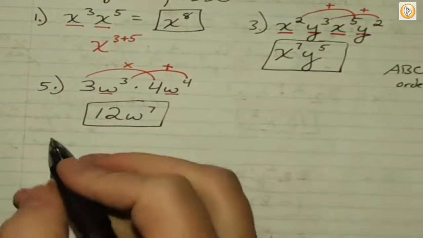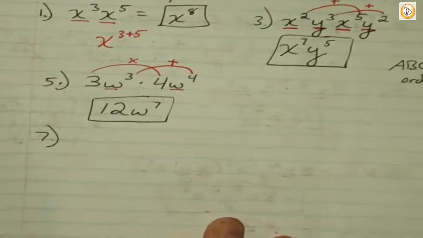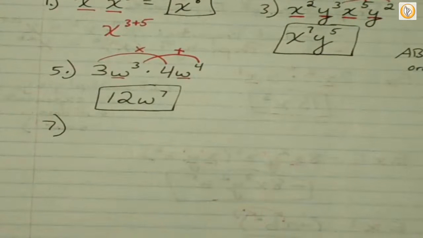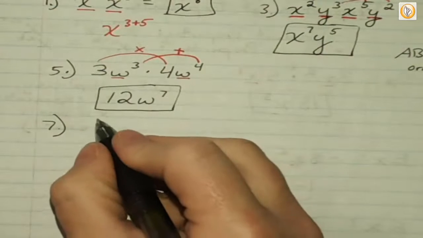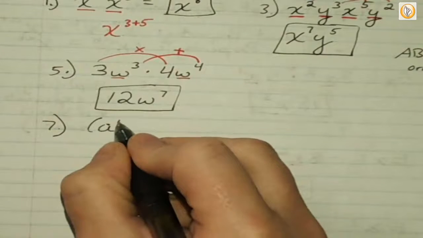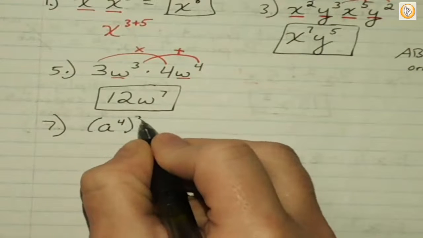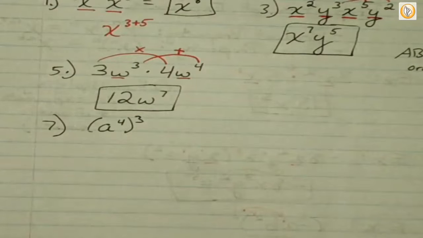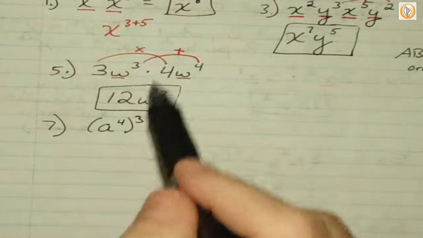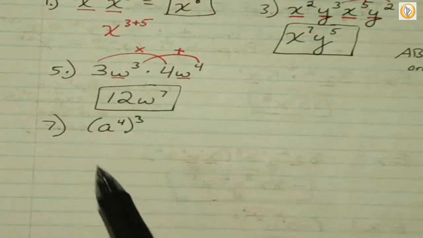All right, let's look at 7. a to the 4th power to the 3rd power. Cecilia, did you do one? Yeah, you've done one, right? No? Emily, Whit. Okay, you do 7, Cecilia.